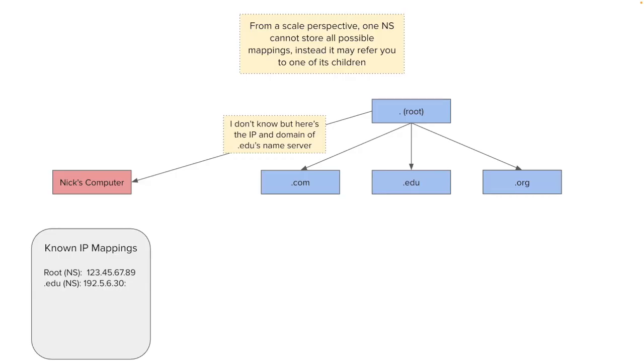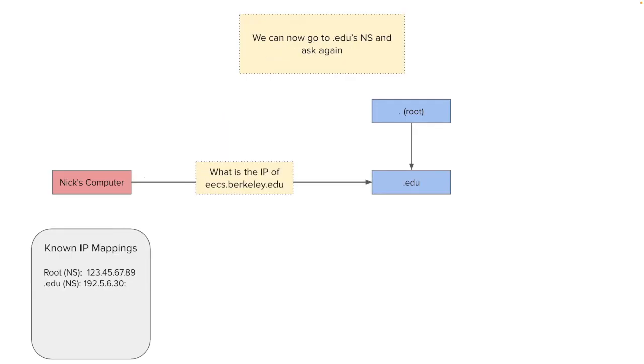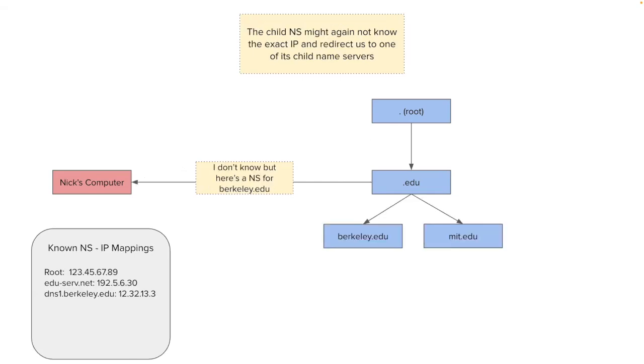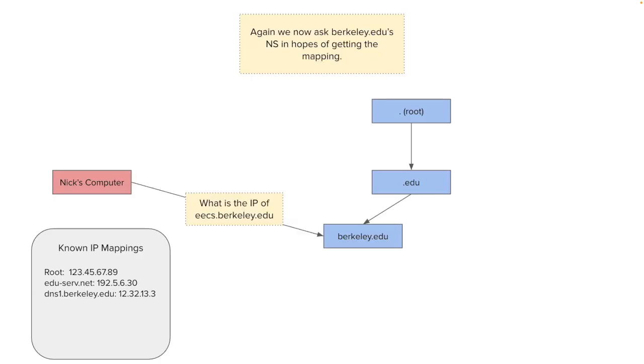Once we get the IP of edu, we can make a request directly to edu, which is the child server of root. And then we ask .edu, hey, do you know the IP of x.berkeley.edu? Again, edu has two children in this case, Berkeley and MIT, and it says, I don't know the exact answer, but maybe talk to berkeley.edu.